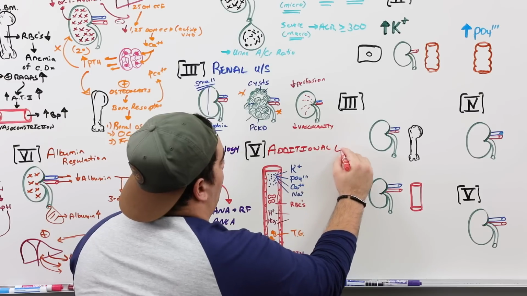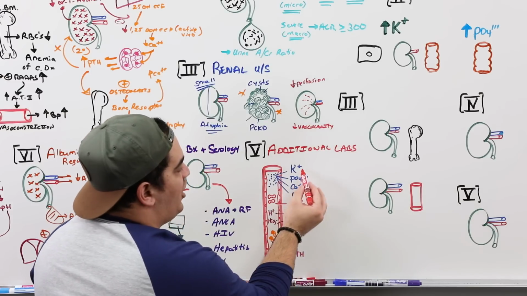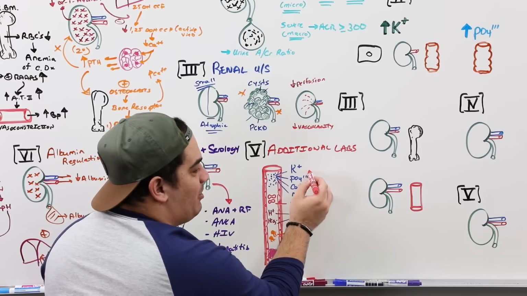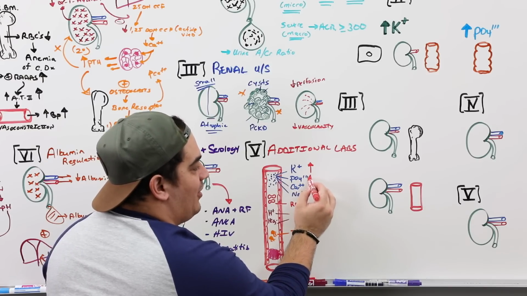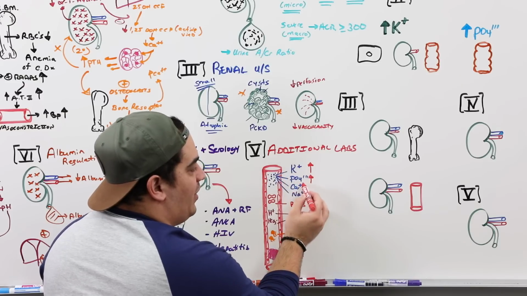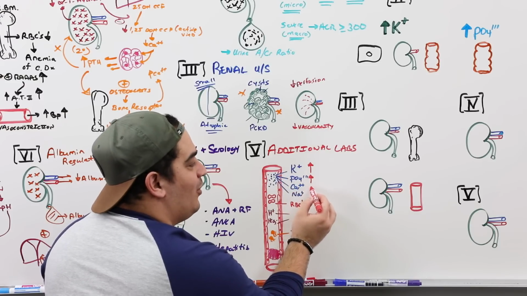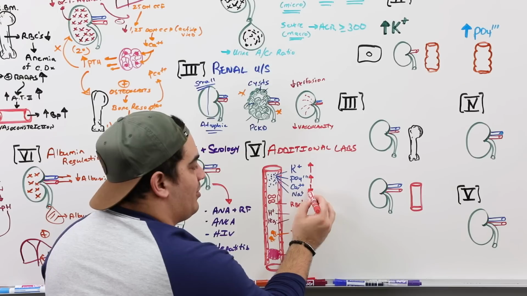What do these additional labs tell us? Well, we can check our potassium. What do we say happens with the potassium? It's a good reminder. It usually goes up. What happens to the phosphate? Goes up because of the inability to excrete these substances. What happens to the calcium? Well, you decrease vitamin D, which decreases calcium absorption.